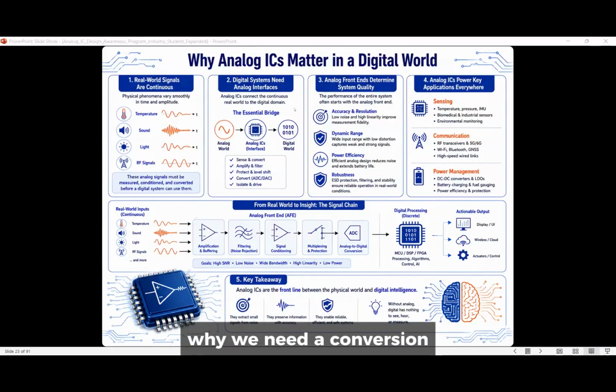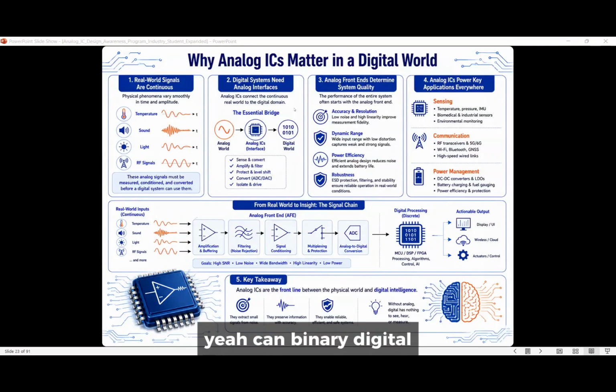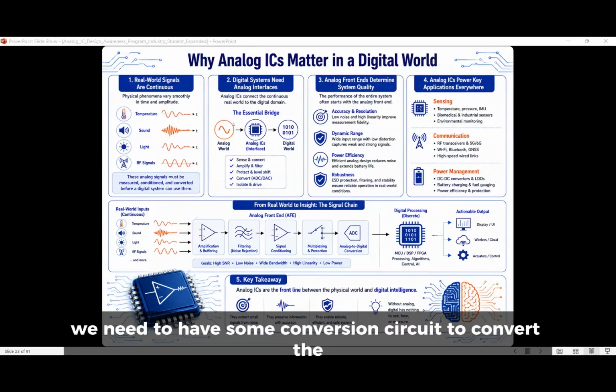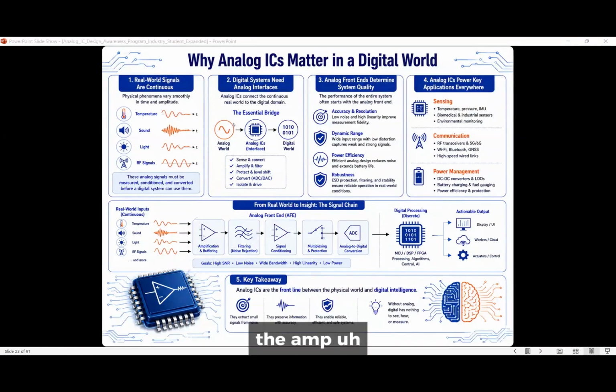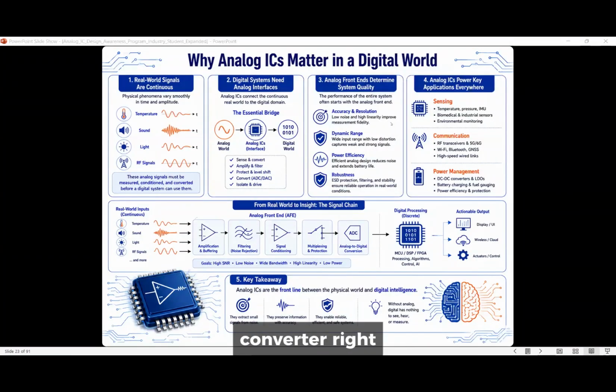Why do we need a conversion? Because a digital processing chip can only understand binary digital signals. So we need some conversion circuit to convert the amplified signal to digital format. This time we need an analog-to-digital converter, right?